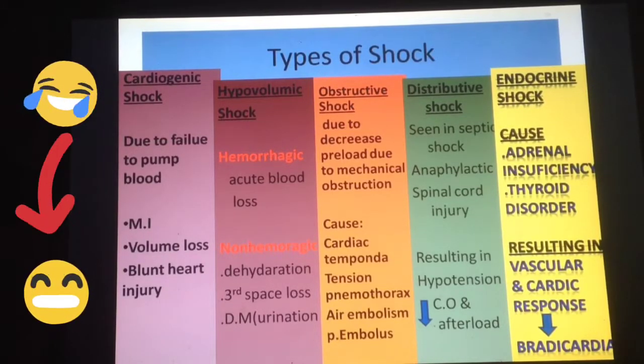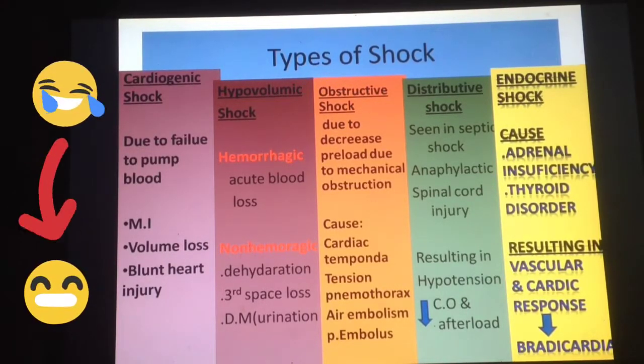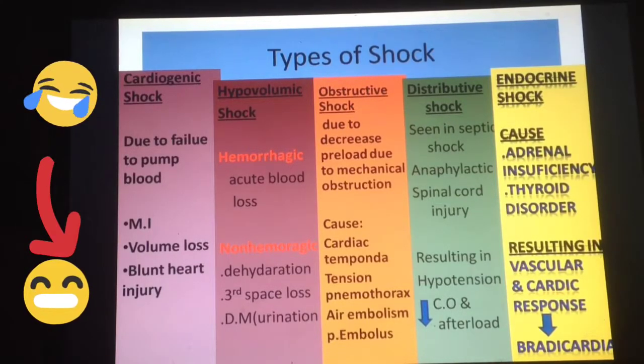Endocrine shock is caused by a decrease in specific hormones, such as in adrenal insufficiency, where there is a decrease in aldosterone as well as cortisol and catecholamines. This causes an addisonian crisis in the body, in which the patient is hypotensive and dyspneic, and the blood pressure has gone very low. Another cause is thyroid disorder. This can be either hypothyroidism or hyperthyroidism. Both affect the vascular system as well as cause a cardiogenic response, which leads to bradycardia.